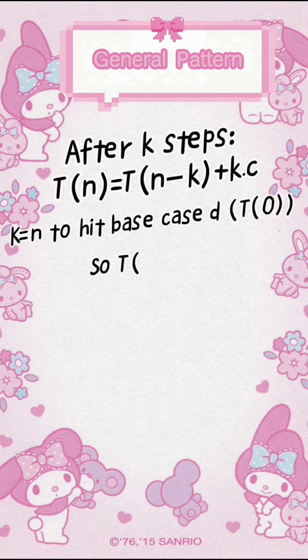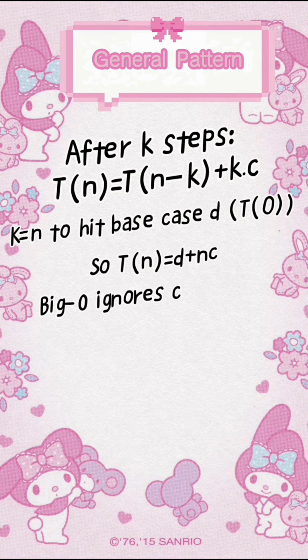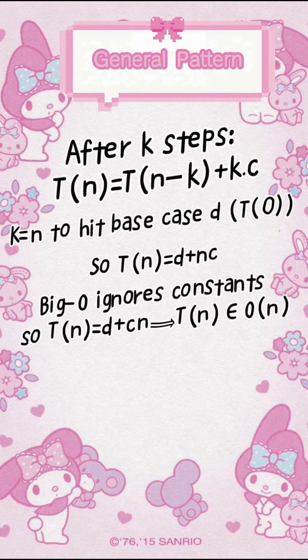So by plugging in the base case, which is T(0) = d, we get T(n) = d + c times n. That is linear time because we dropped the constants.